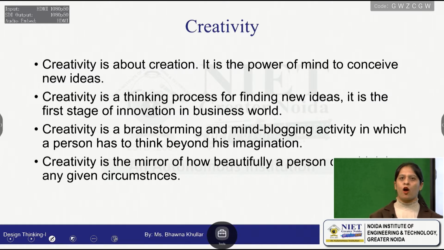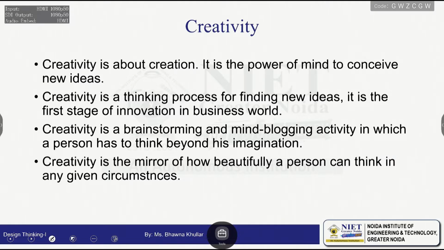Let's start the topic of creativity. Creativity means our thinking, what our mind says. Creativity is about creation. It is the power of the mind to conceive new ideas. Any new idea is creativity. In earlier times, when we thought about anything, many people would laugh and say that is not possible. But by creativity everything is possible.